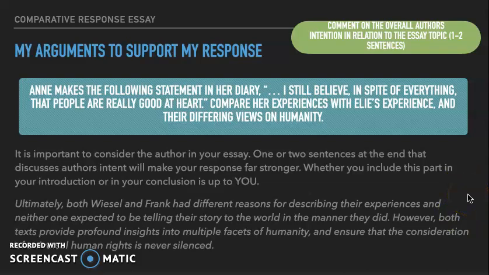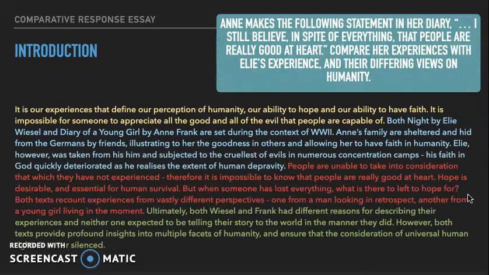However, I have included it so you can see what it might look like if you were to put this in an introduction. And this is the final product. Here we go. So I've colored it in. Yellow is my response to the essay topic. Blue is me introducing the texts and linking these texts to my response to the essay topic. Red are the outline of my arguments, so the summary of my arguments, one sentence each. And then green is my comment on the overall author's intention.